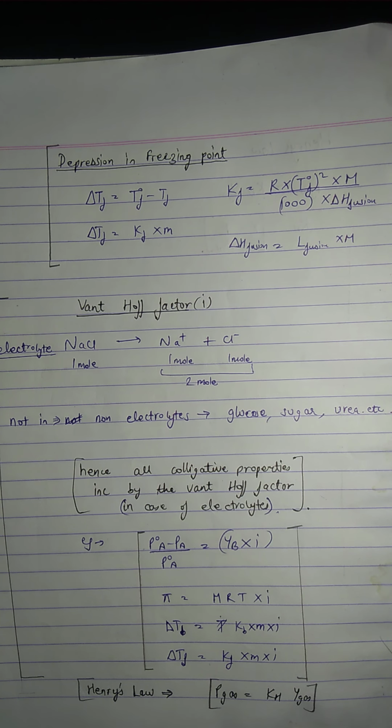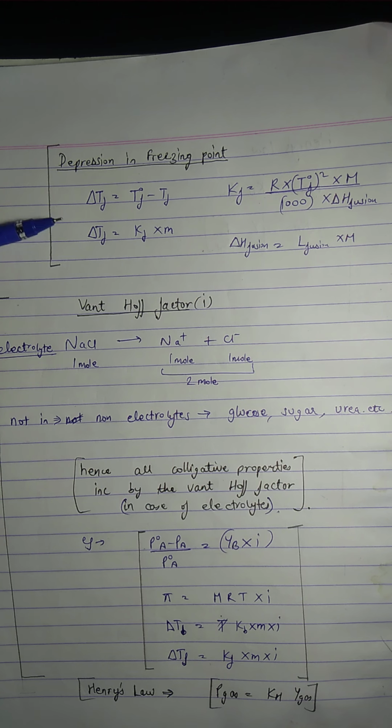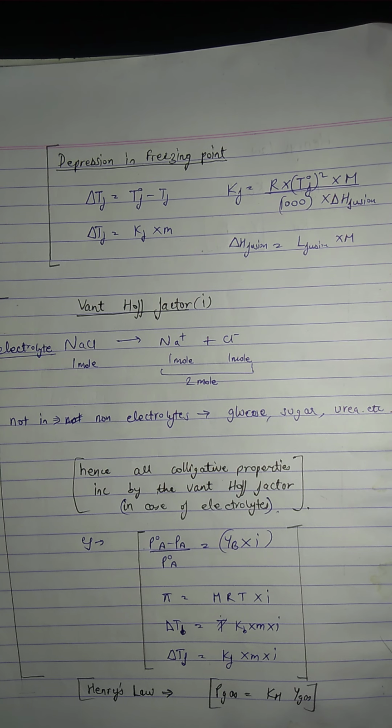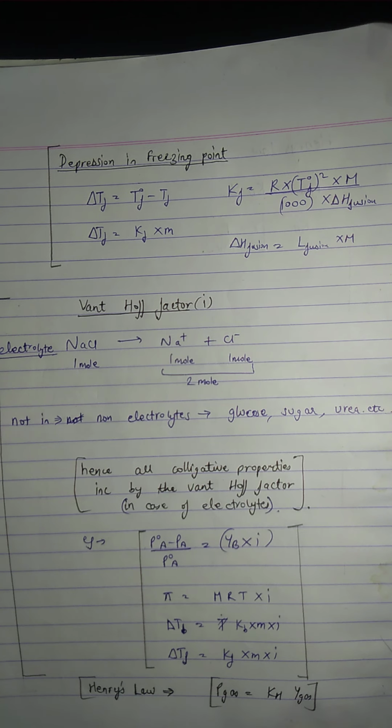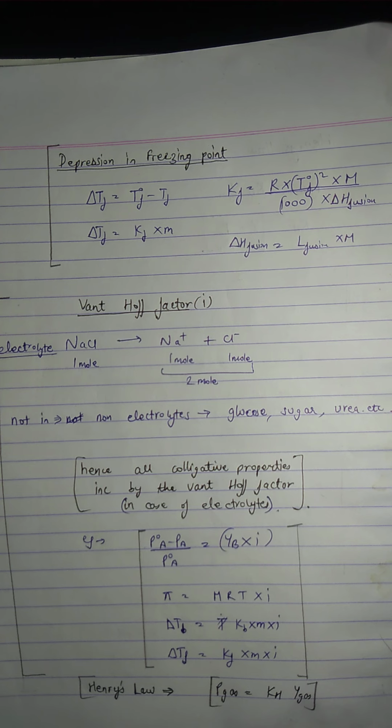Next colligative property is the depression at freezing point. Delta Tf is equals to T naught F minus Tf. Delta Tf is equals to Kf into molality. Now Kf is equals to R into T naught F whole square into molar mass of solvent upon 1000 into delta H of fusion. So delta H of fusion is equals to latent heat of fusion into molar mass of solvent. Next is Van't Hoff factor I.